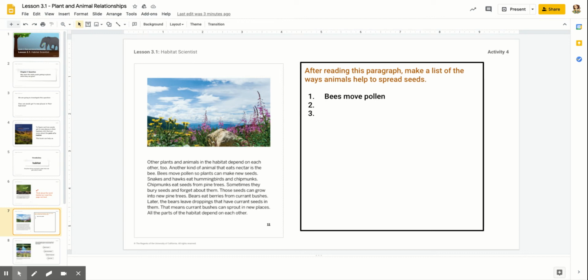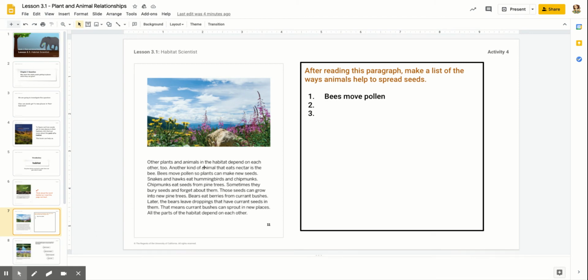So here's another question. After reading this paragraph, I'm going to read it to you. But after I finish, I want you to think about making a list of different ways that animals help to spread seeds. So I started one for you. Let's read. Follow along so that you can figure out two more ways that animals spread seeds.